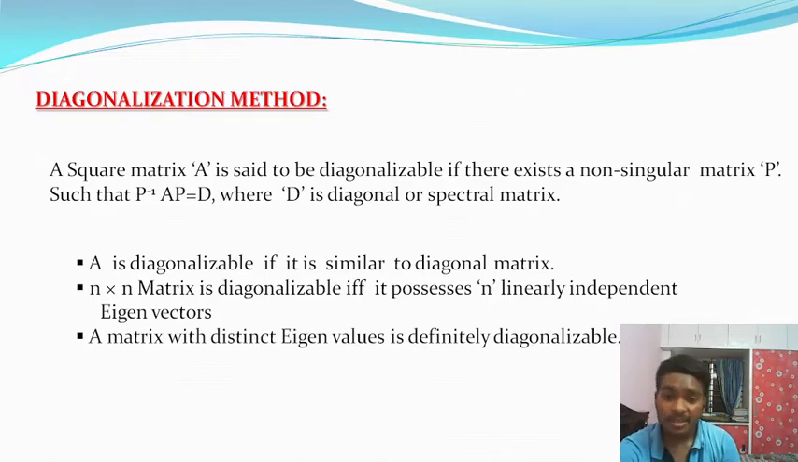A is diagonalizable if it is similar to a diagonal matrix. It means the upper triangular and lower triangular elements are zero, and only diagonal elements are present in the matrix. An n by n matrix is diagonalizable if it possesses n linearly independent eigenvectors. If the eigenvalues are all different, then the matrix is definitely diagonalizable. Be careful that we need to take only a square matrix, with the same rows and columns, n by n. A matrix with distinct eigenvalues is definitely diagonalizable.